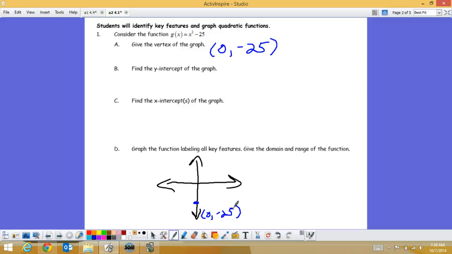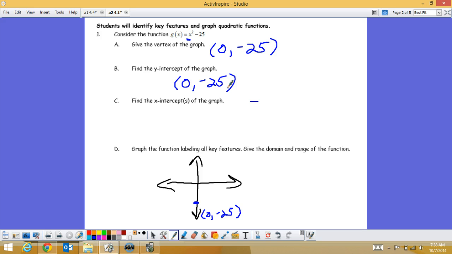So 0 squared is 0, minus 25 is negative 25. So that makes it the y-intercept as well. Okay, just plugging in 0 for x.